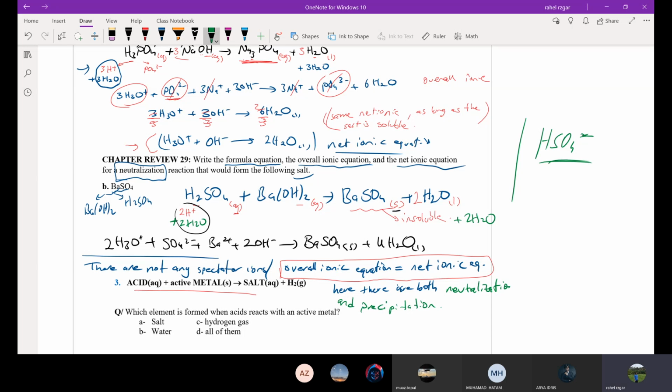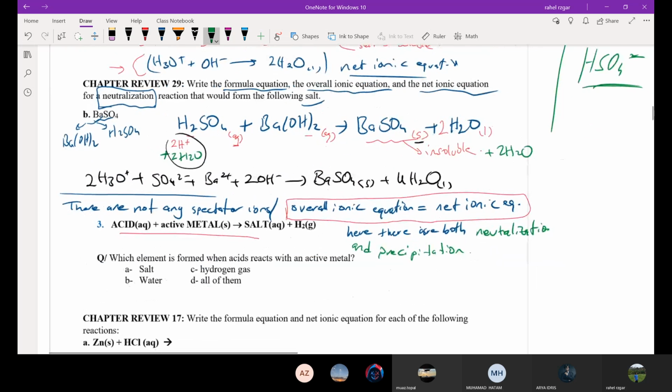Because you are mixing two things. When you have something in your hand, it's actually H2SO4, not HSO4. All right? Please write it down. And we'll go to the next type of reaction.